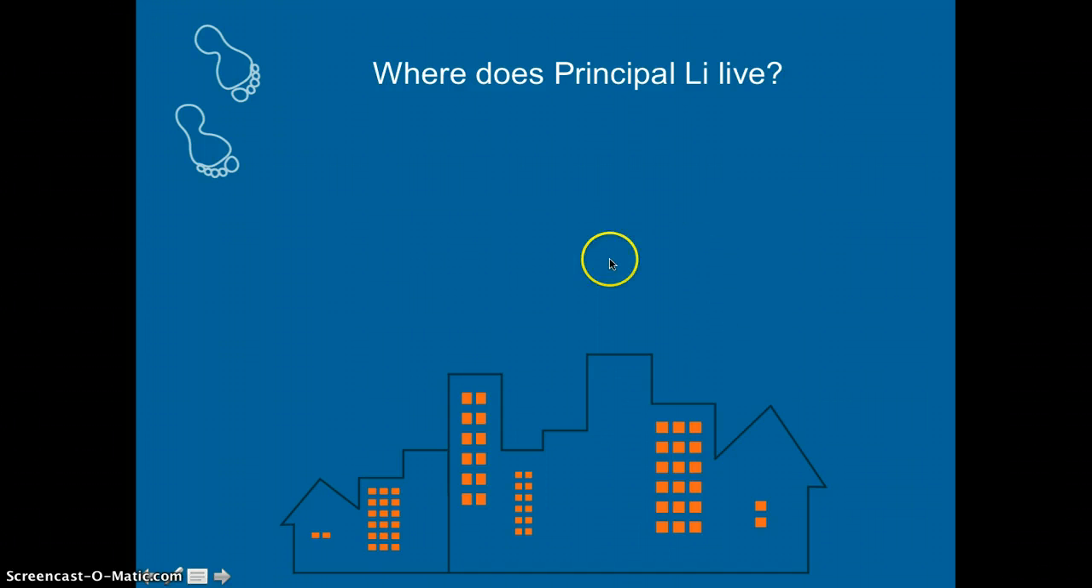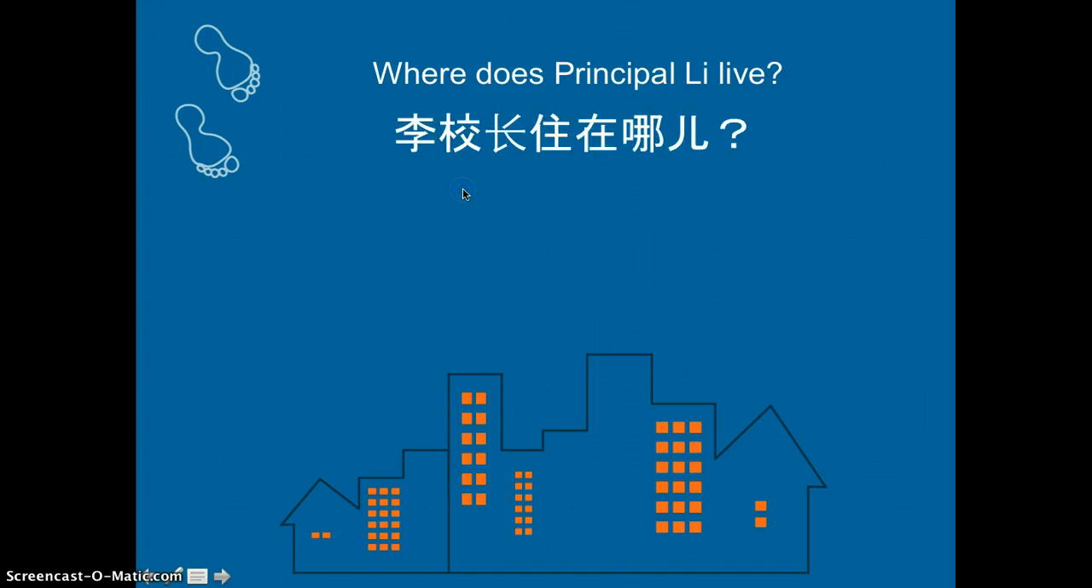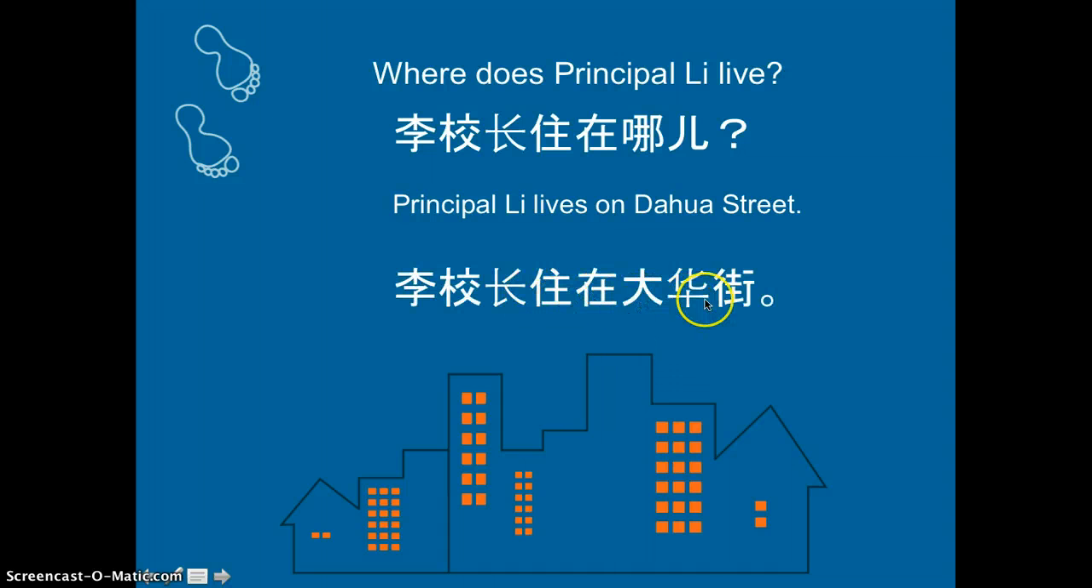Okay, now let's do a little practice. Where does the principal live? Pretty easy, right? You just put 李校长. Li is the family name. So in Chinese, we put the title after the family name. Family name goes first. 李校长住在哪儿? And then how to answer it? If, for example, the principal lives on Dahua Street, it will be 李校长住在大华街. Maybe the address is longer. Just make sure you do it in the correct structure.